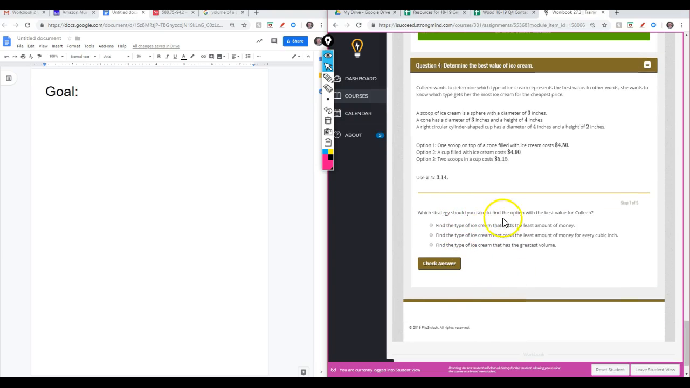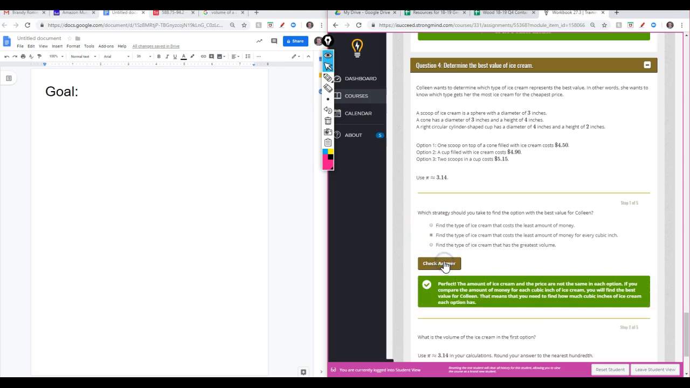Alright, which strategy should you take to find the option with the best value for Colleen? So the value is going to be the volume divided by our price, because that would tell us the cost of the ice cream for every cubic inch. So find the type of ice cream that costs the least amount of money? No, because you could have a smaller amount of ice cream being charged for more money. So find the type of ice cream that costs the least amount of money for every cubic inch. That is how we are going to do this.